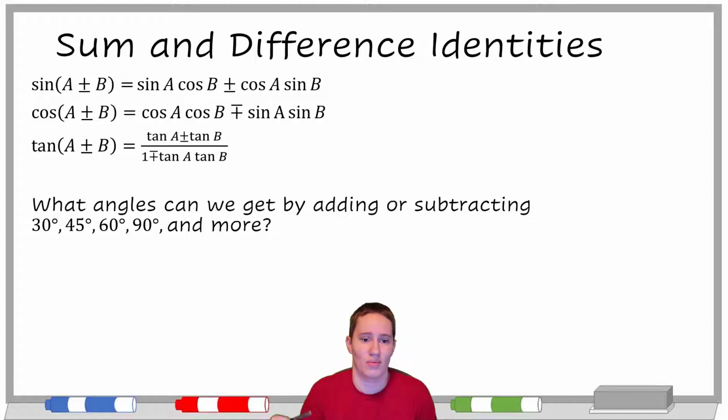And so this is really going to come down to what angles we can get by adding or subtracting 30, 45, 60, 90, and all of their multiples. If we add or subtract and get something that we haven't been able to find with a special right triangle before, then aha, you may have stumbled across one that we're going to see a lot. So let's take a look.